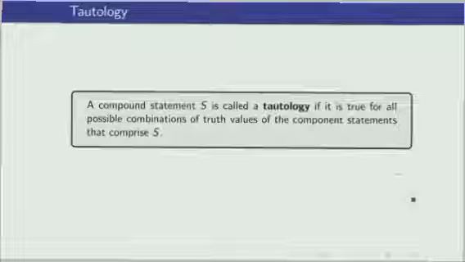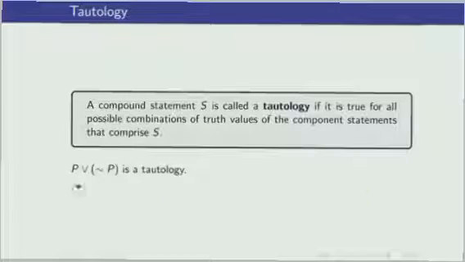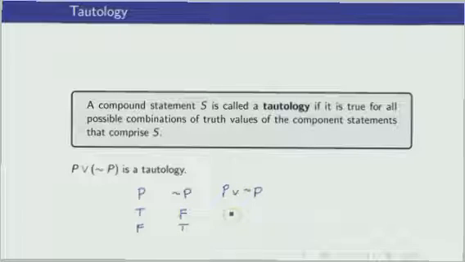A compound statement S is called a tautology if it is true for all possible combinations of truth values of the component statements that comprise S. For example, P or not P is a tautology. Why is that? Because if we construct the truth table, we have P or not P. This is or, so this will be true. This is true. One of these two will always be true, so therefore P or not P is always true. So regardless of the truth values of its component P, this statement is always true.